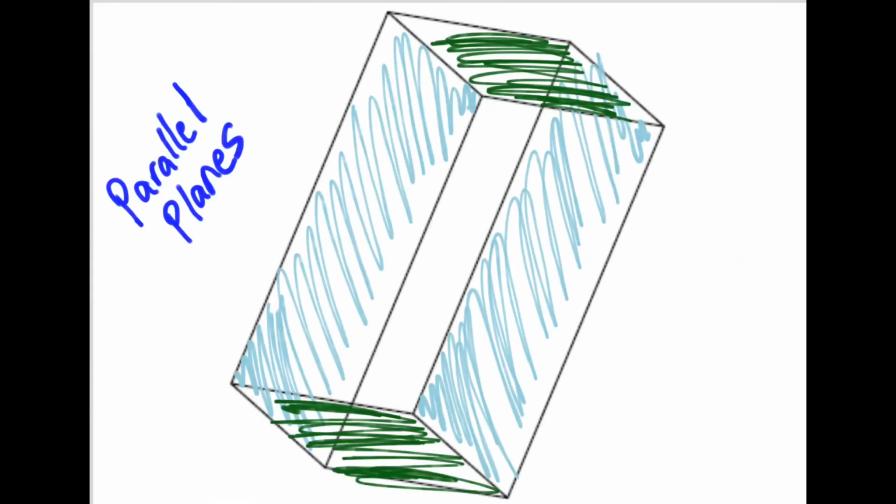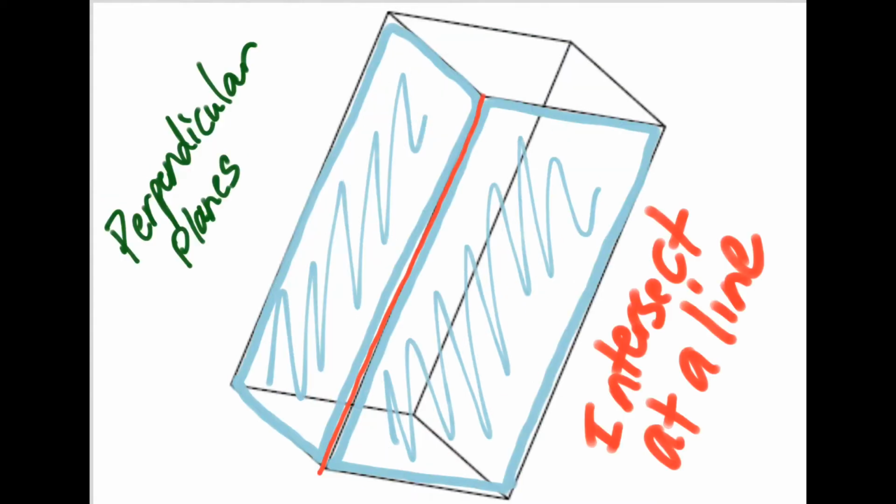Some of these properties can be applied to planes also. For example, this light blue plane is parallel with this other plane here, and this dark green plane is parallel with that plane. Or these two light blue planes are perpendicular. And remember that perpendicular planes will always intersect at a line.